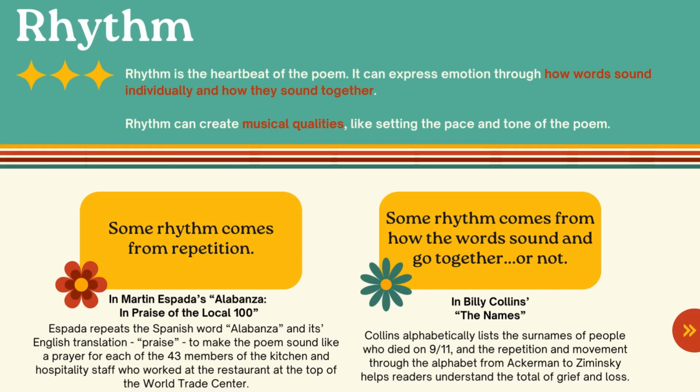Finally, let's look at rhythm. Rhythm is the heartbeat of a poem. It can express emotion through how words sound individually and how they sound together. Rhythm can create kind of musical qualities, like setting the pace and the tone of the poem.